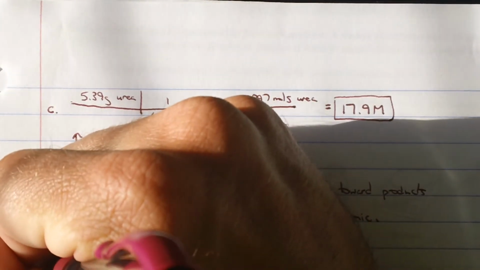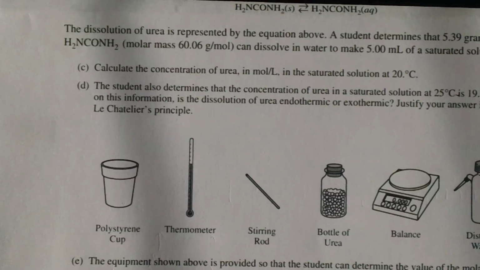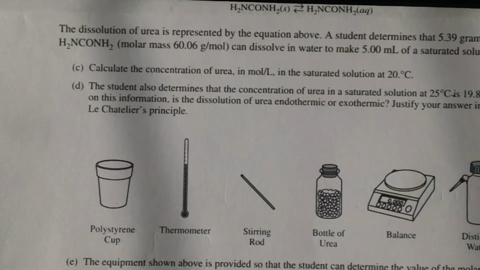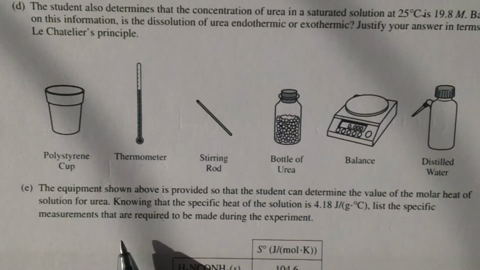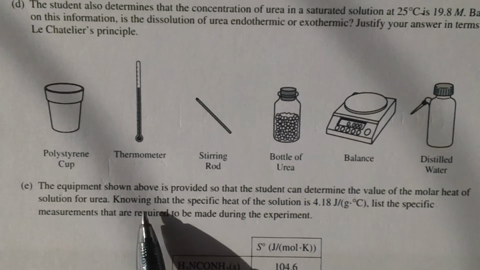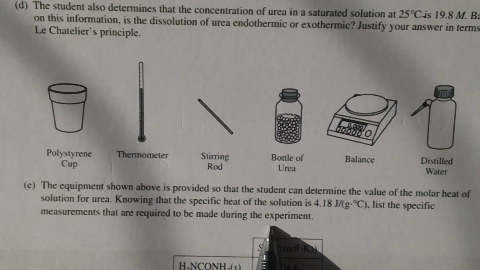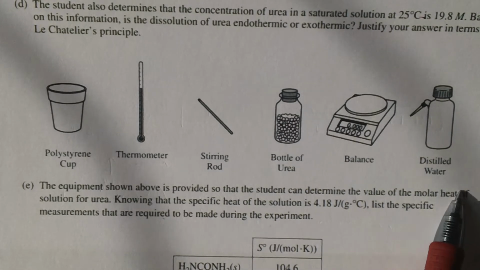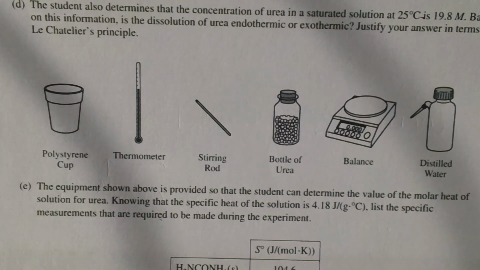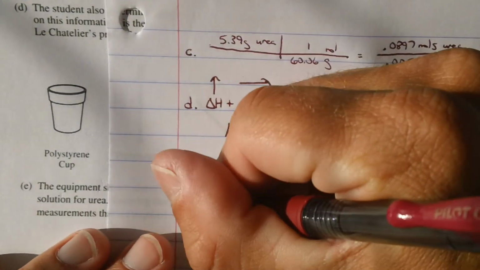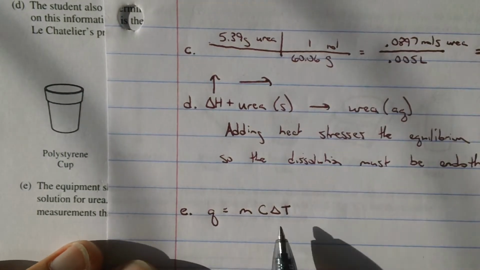That would get us up to 5 points so far. Then part E. E gives us this lovely grouping of stuff. It says the equipment shown above is provided so the student can determine the value of molar heat of solution for urea. Knowing the specific heat for the solution is this, list the specific measurements that are required to be made during the experiment. So we want to figure out molar heat. We're trying to figure out delta H of this reaction. It gives us a specific heat constant, which means we are battling from this thing. Q equals MC delta T. Right? So we need a change in temperature.